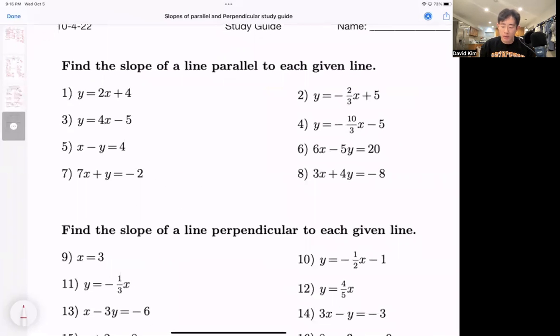Find the slope of a line parallel. It seems to me you just have to copy and paste whatever you guys see here. That's 2, that's 4, -2 over 3, -10 over 3. Now for the rest, you have to do a little bit of extra work.